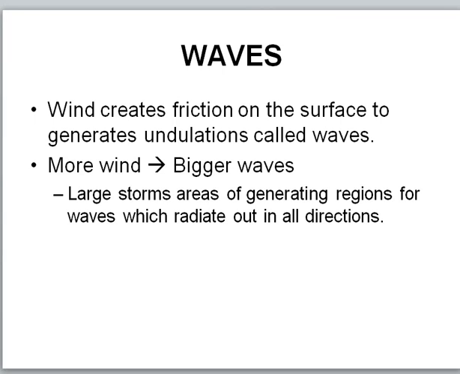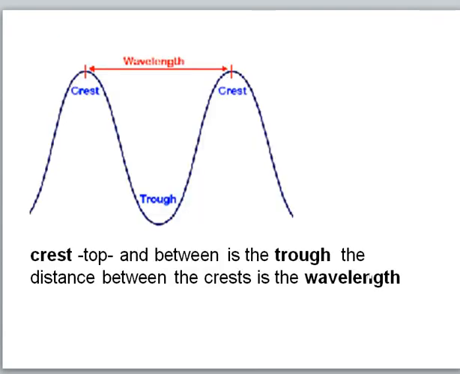And when you have a generating region, let's say you have a big storm in the middle of the Pacific, the waves are generated out in all directions. They'll be larger in the direction of the predominant direction of the wind, but they do set out this radial pattern. When we look at a wave, we talk about the crest and the trough. So the crest is kind of the top of the wave or the swell. The trough is down in between, and the wavelength is the distance between two crests.